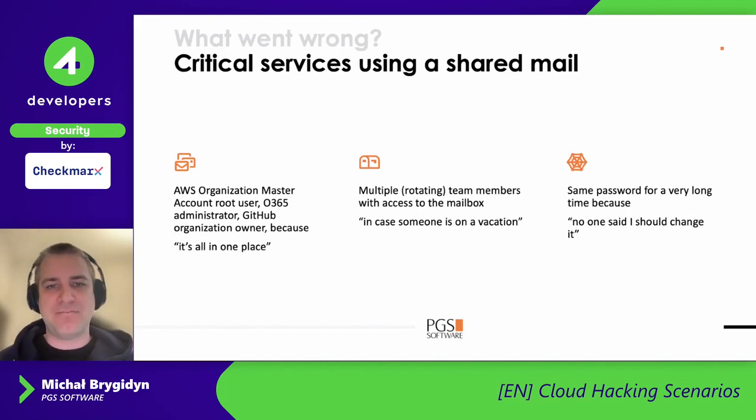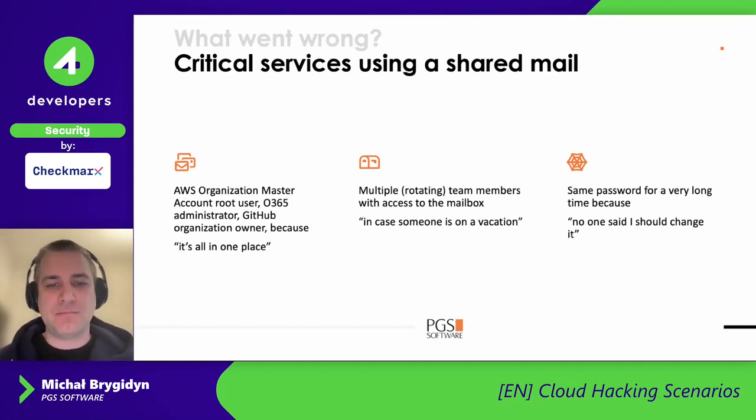Sometimes I found an email account where multiple external services were registered on the same email address. It's the AWS organization master account. Sometimes it's Office 365 admin, GitHub organization owner, and I asked them why. The answer was, "Oh, we had a single person running all of them, so it's all in one place." And yeah, he left the company a few years ago, but we are still using the same email account.